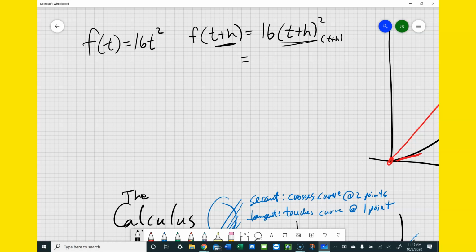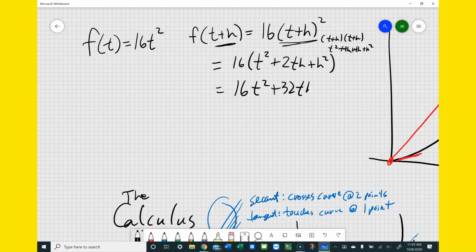(t + h) times (t + h) gives me t squared plus th plus th plus h squared. So it's going to be 16 times (t squared plus 2th plus h squared). All right, now I'm going to distribute that: 16t squared plus 32th plus 16h squared. Doesn't seem to be anything magical yet, but let's just keep going.